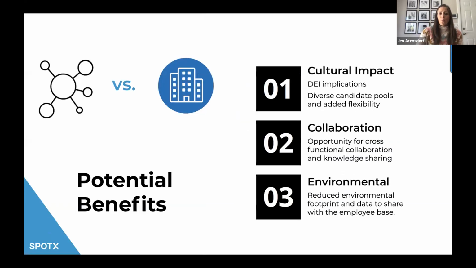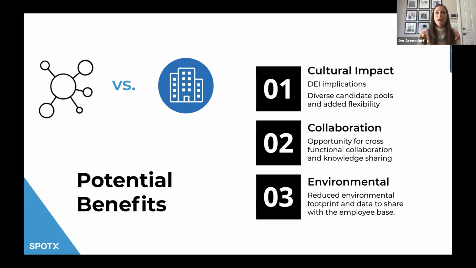So when looking at those trends, one of the potential benefits a distributed office model could bring is a really positive impact on the organization's culture. I know for us as an organization, diversity, equity, and inclusion have been a really huge focus in 2020. And by operating under a distributed model, that could open up a lot wider candidate pools, leading to a more diverse workforce and culture.